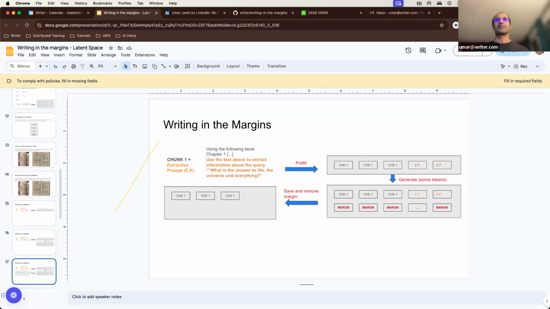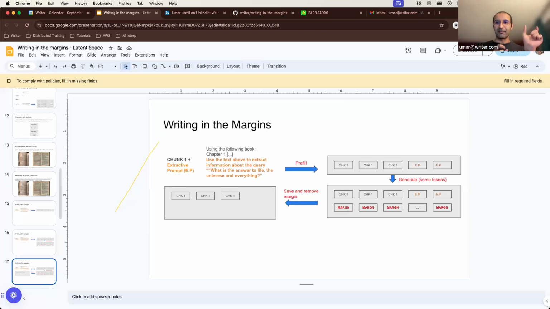Why can you do that? Because a language model is an autoregressive model, which means that every token depends on all past tokens, which means you can delete stuff from the end and regenerate it eventually. But you cannot, of course, delete stuff from the beginning or from the middle because it would invalidate all the future tokens. But you can always remove stuff from the end.